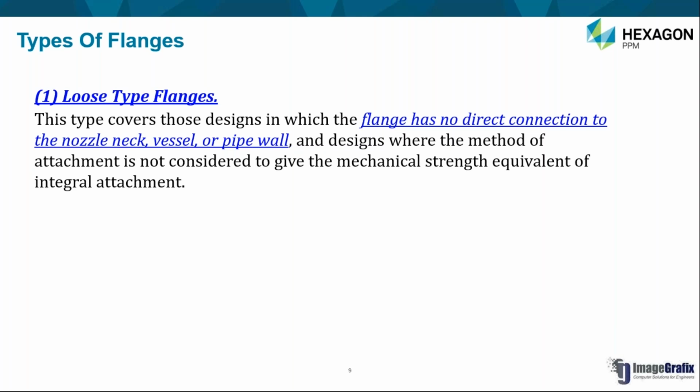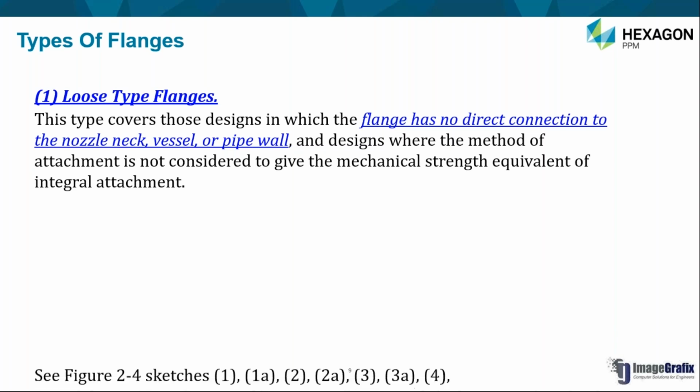This type covers those designs in which the flange has no direct connection to the nozzle or the pipe wall. These are basically used as an LJFF, that is the lap joint flat face flange, where there is no direct contact or attachment between the flange and the shell, nozzle or the wall. These types are also called loose type flanges, where the method of attachment is not considered to give mechanical strength equivalent to the integral attachment. This is the definition given in the code for the loose type of flanges.